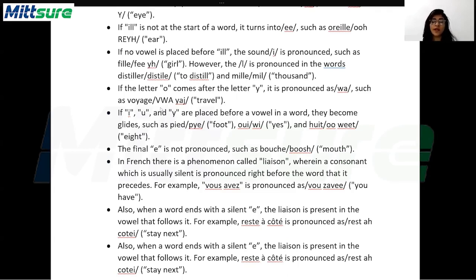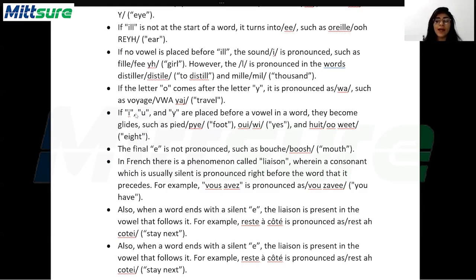If I, U, and Y are placed before a vowel in a word, they become glides, such as in the word pie. So it will become pie. Pie means foot. Then OUI will become we. We means yes, that's what they are saying.